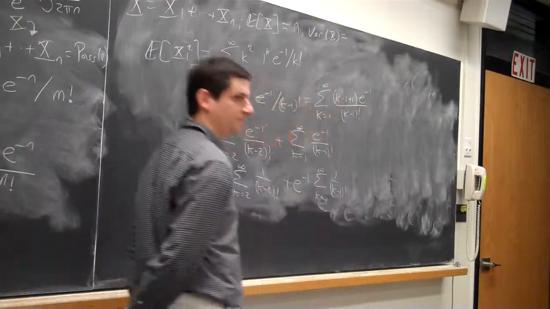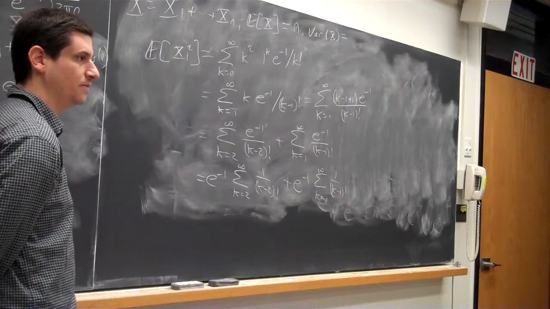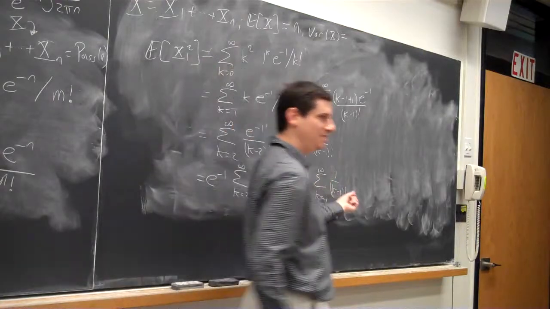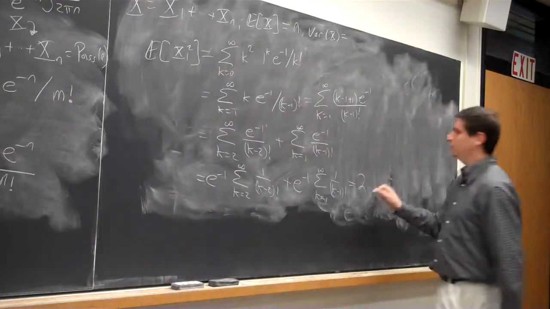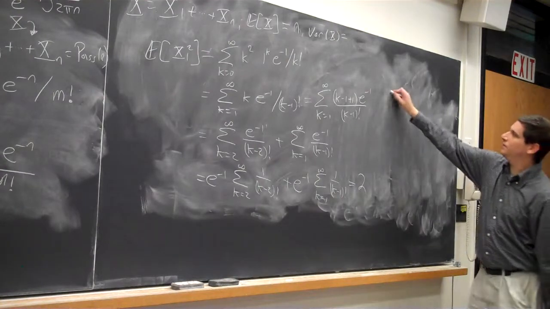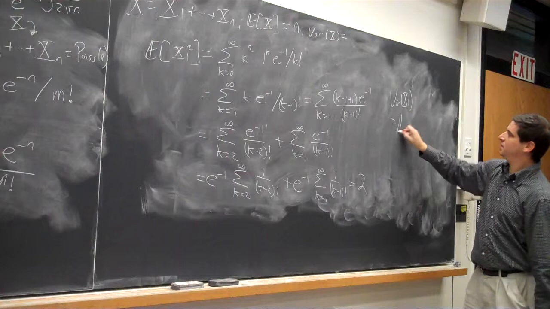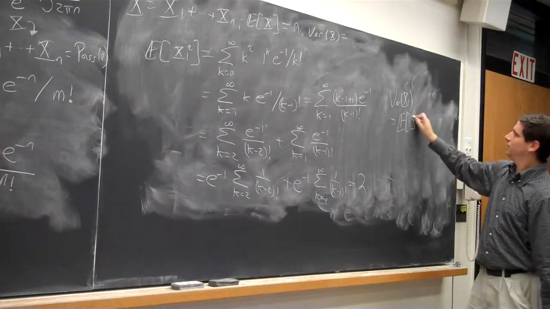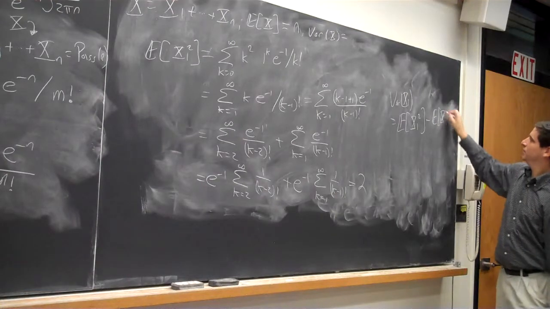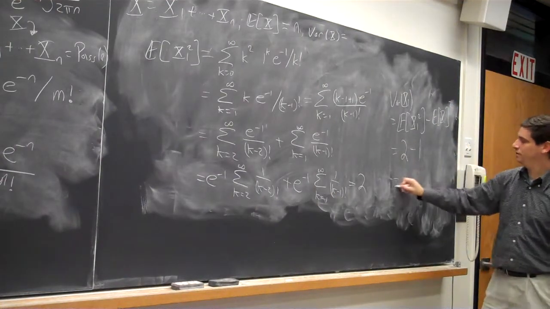What does that equal? That's also equal to e. So I get e inverse times e plus e inverse times e is 2. So the expected value of x1 squared is 2. So the variance of x1 is the expected value of x1 squared minus the square of the expected value of x1. So I get 2 minus 1, or 1.